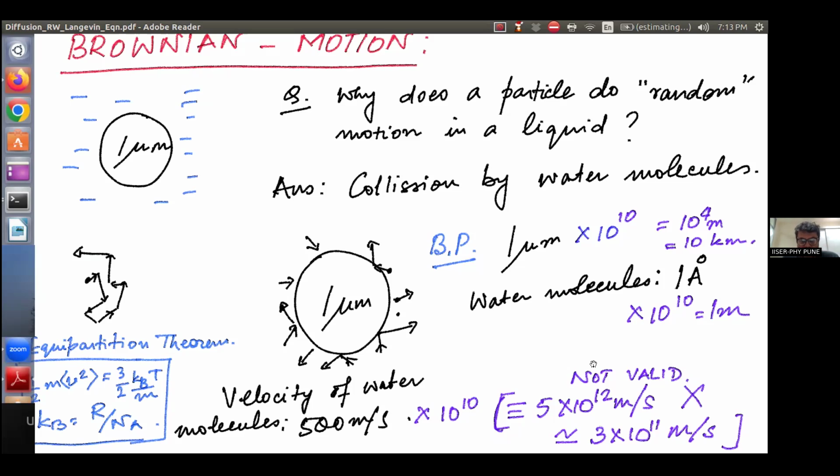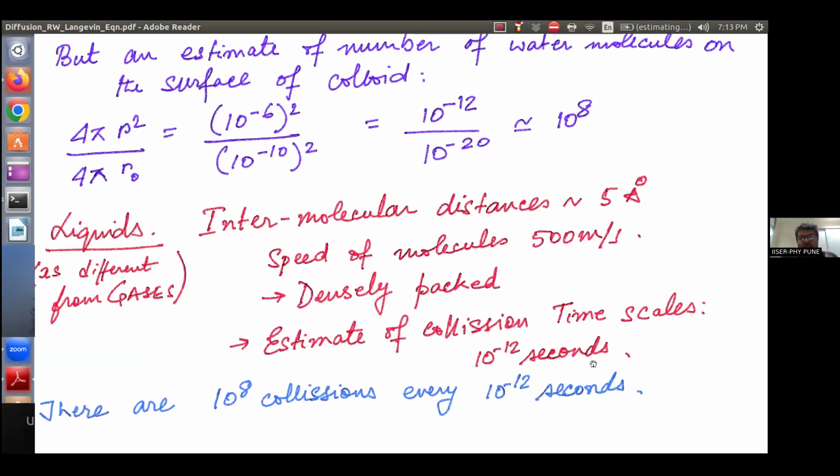So that's what is happening. How many water molecules are hitting? Remember, we are talking about water, not gas. And the water molecules are densely packed. It's almost space filling inside the liquid. Yes, they are moving around, unlike a crystal. Crystal particles only vibrate about the minima of the potential. But here, water molecules are interchanging positions. They're moving around at high speeds, at that speed actually.